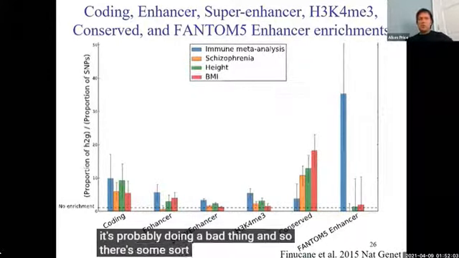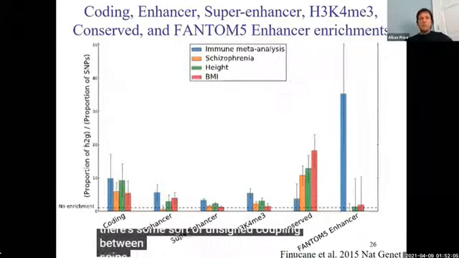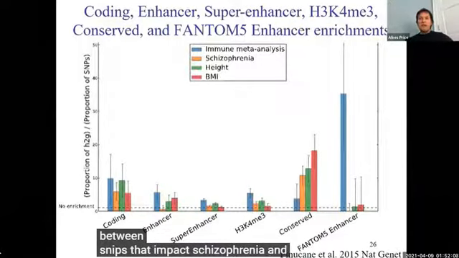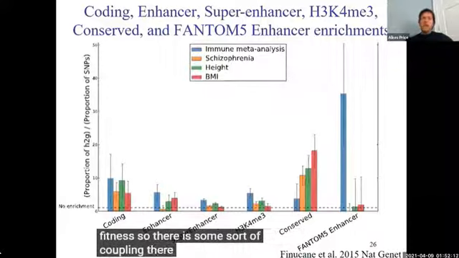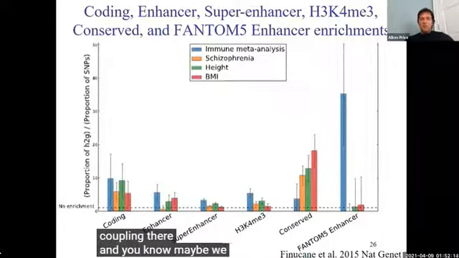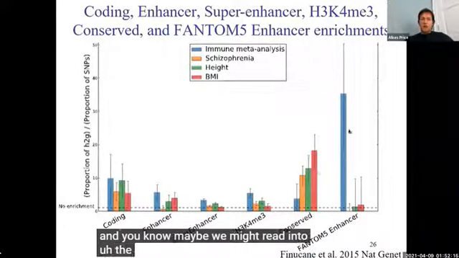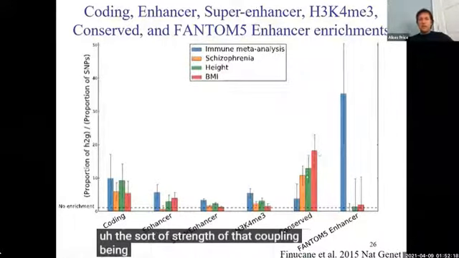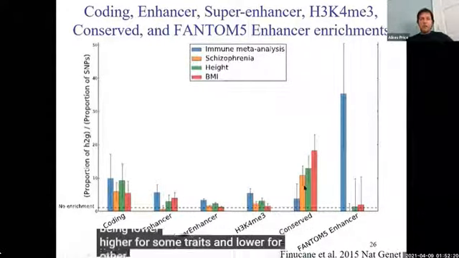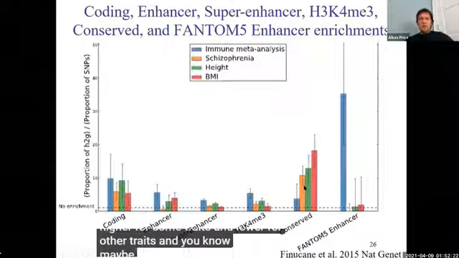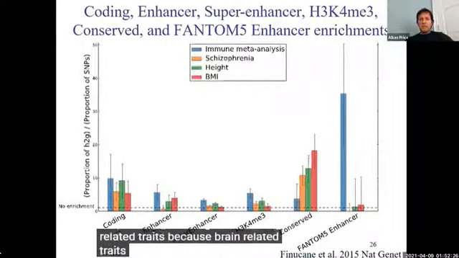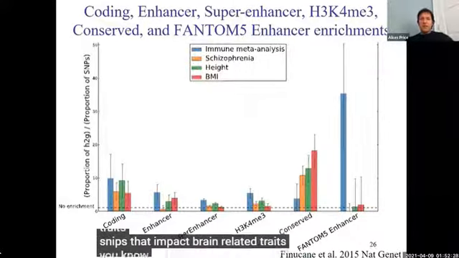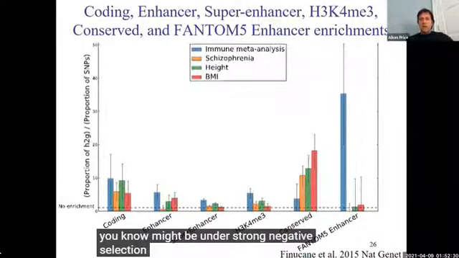And so there's some sort of unsigned coupling between SNPs that impact schizophrenia and SNPs that impact reproductive fitness. Maybe we might read into the strength of that coupling being higher for some traits and lower for other traits. Maybe it might be higher for brain-related traits, because SNPs that impact brain-related traits might be under strong negative selection, and maybe less so for autoimmune diseases, perhaps.